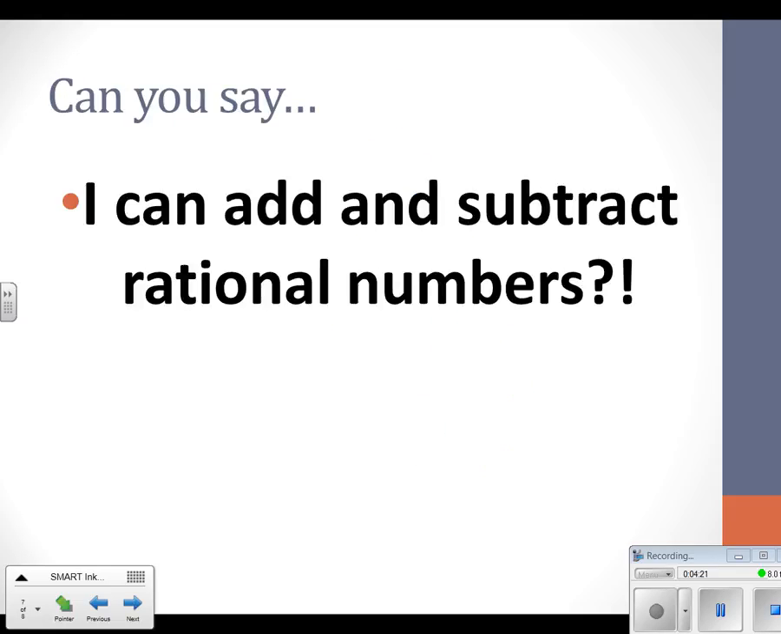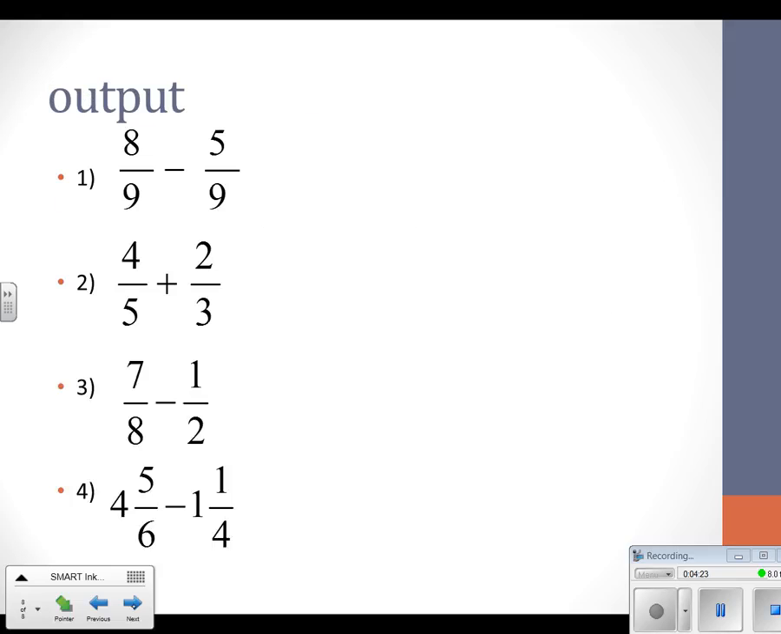Can you say, I can add and subtract rational numbers? Here is your output, and be prepared with questions for work time in class.